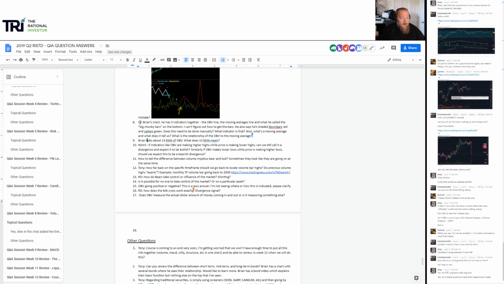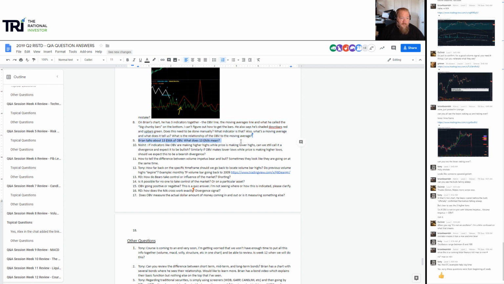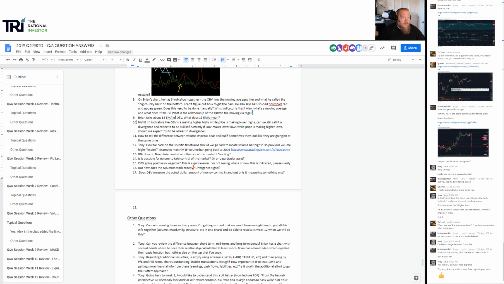All right, I think I went over this. Those chunky bars are the volume bars. You can either get them by just moving the volume indicator down, the built-in volume indicator, or by using Benjamin's VEMP script, which will draw the bars as well. All right, 13 EMA. We talked about that. That is the moving average of the OBV signal itself.